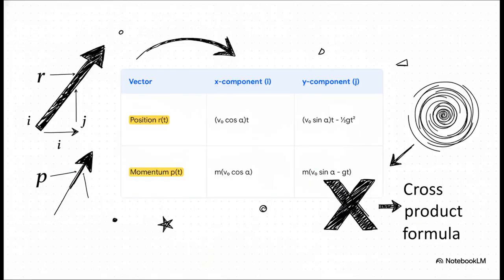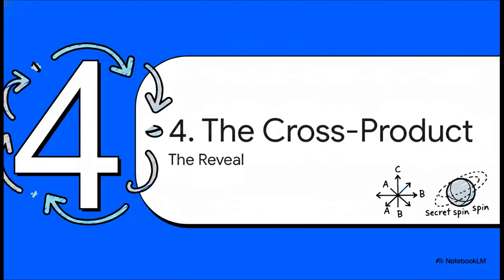So all we're doing here is getting organized. We're taking those equations we just saw and packing them neatly into the components of our position vector, r, and our momentum vector, p. See how it's all laid out? Now we have everything we need to finally do the cross product. Okay, the prep work is over. It's time for the main event. We're going to plug our vectors into the cross product formula, and the math is going to reveal the answer to this whole mystery.